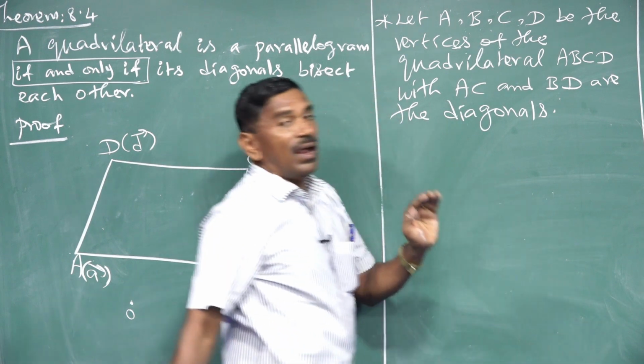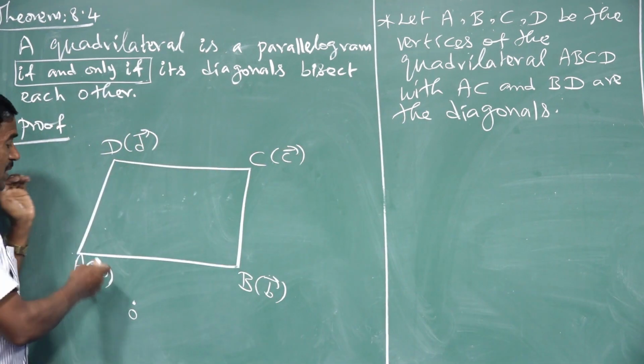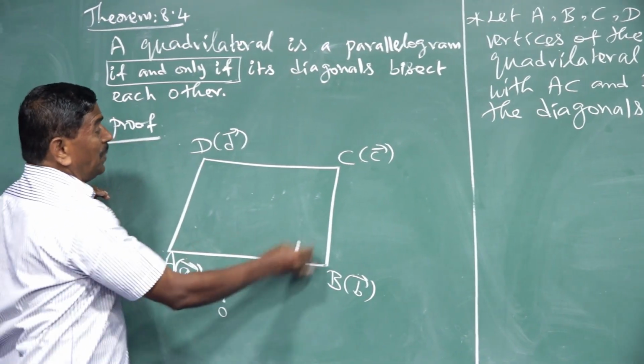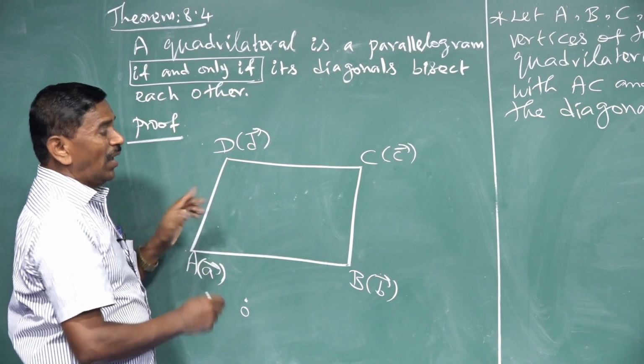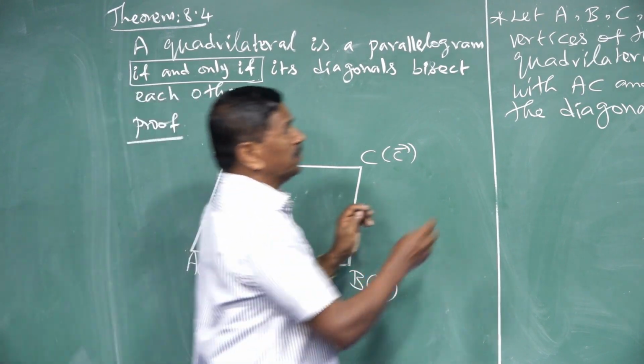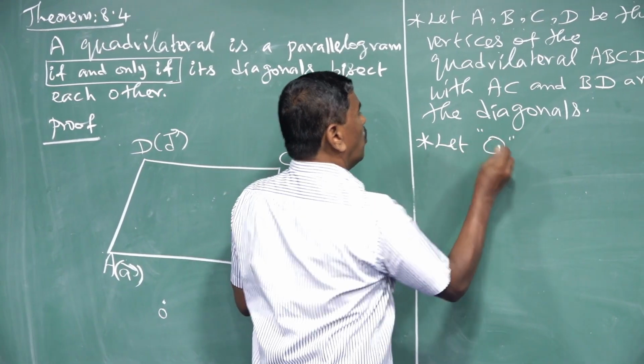Okay. Listen, from the diagram: let A, B, C, D be the vertices of the quadrilateral ABCD with the diagonals AC and BD. Second step: let O be the origin.